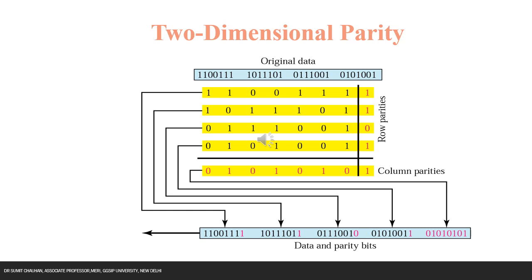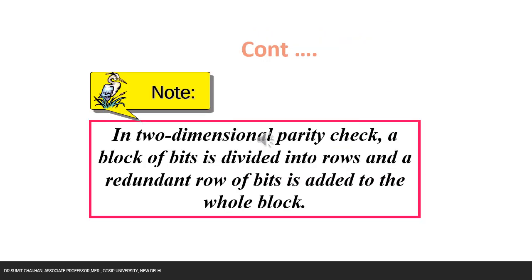Now to overcome the disadvantage of parity check, that it can only detect odd numbers of errors, we have two-dimensional parity. We add one extra bit horizontally and one extra bit vertically. In two-dimensional parity check, a block of bits is divided into rows and a redundant row of bits is added to the whole block.